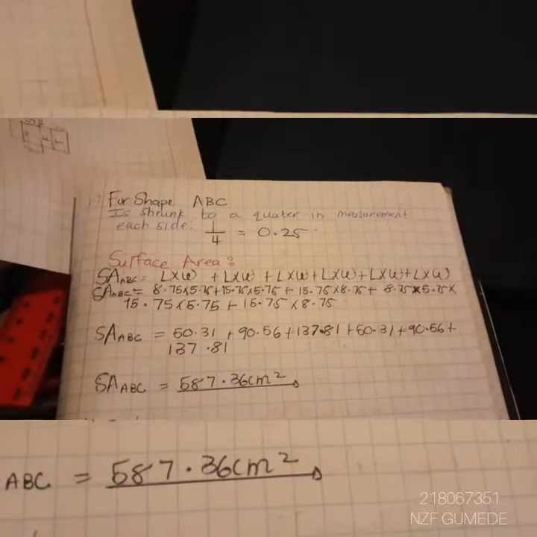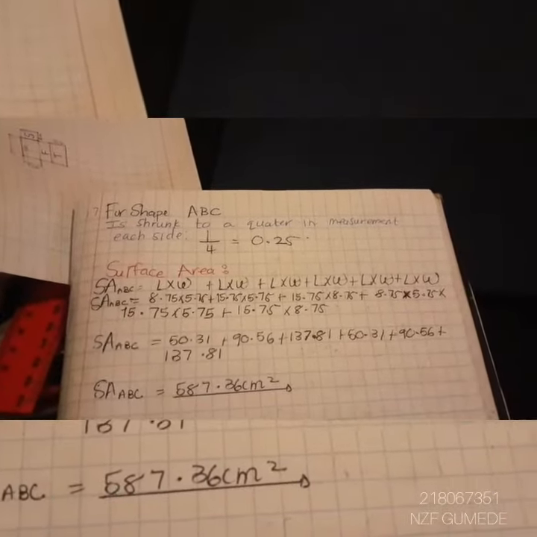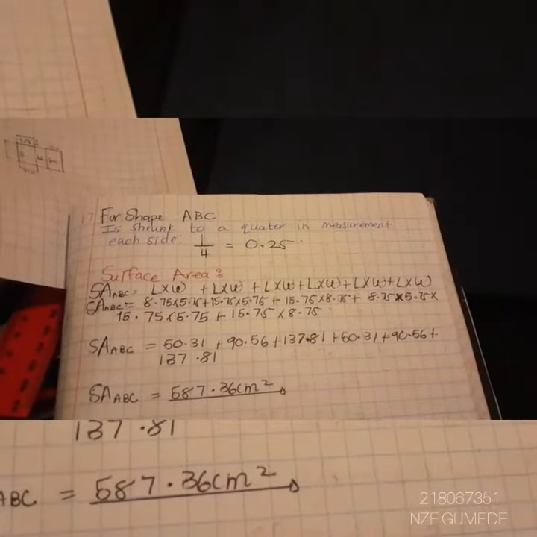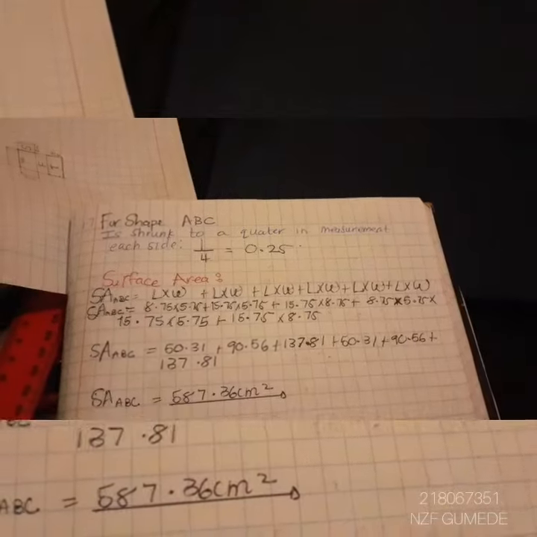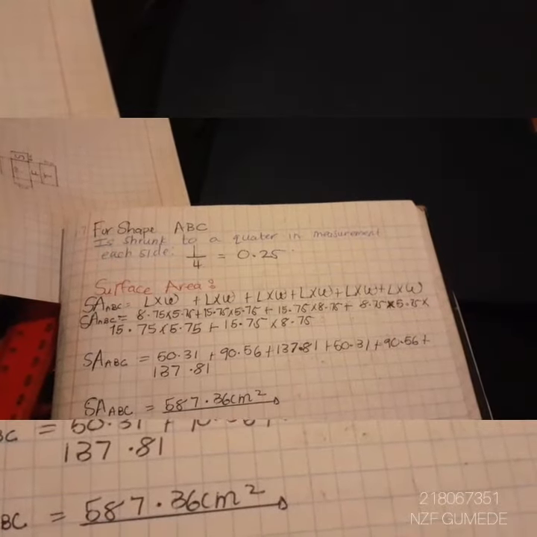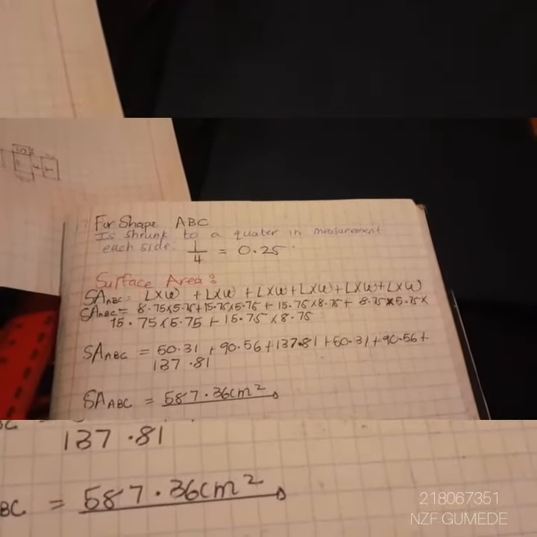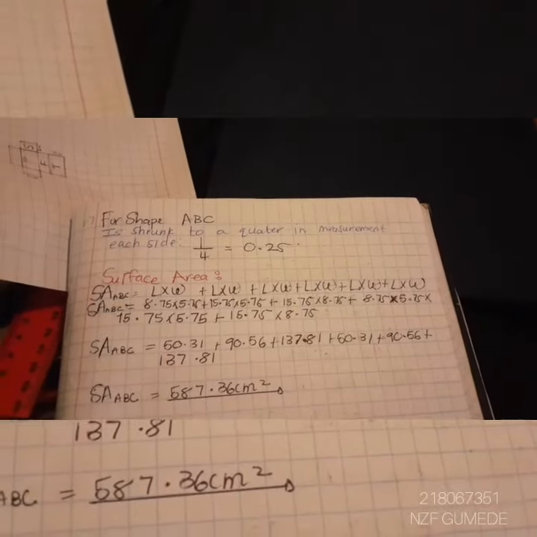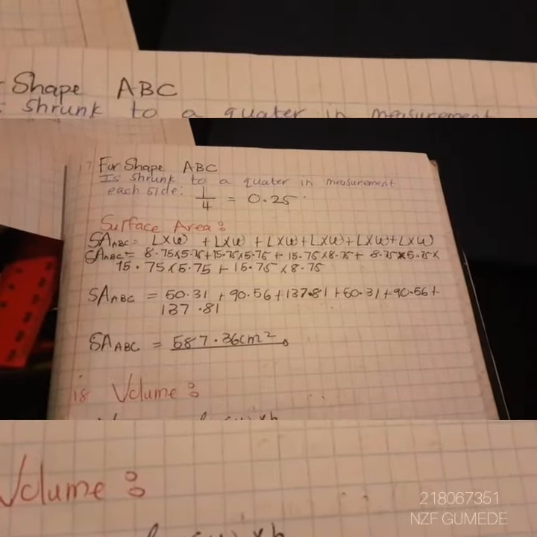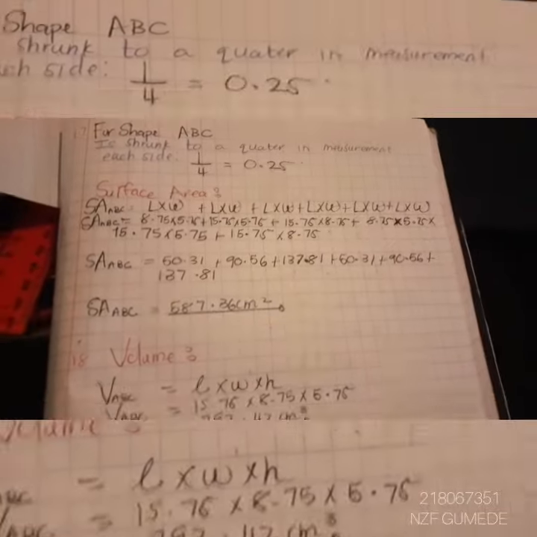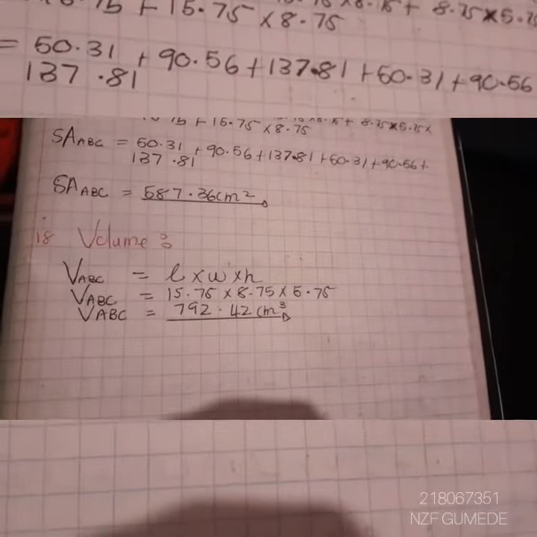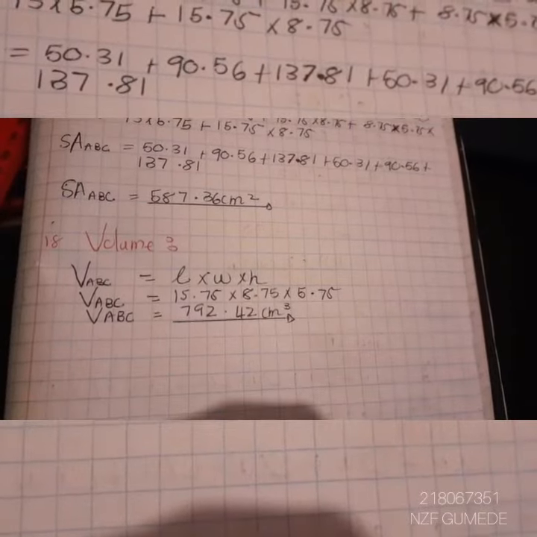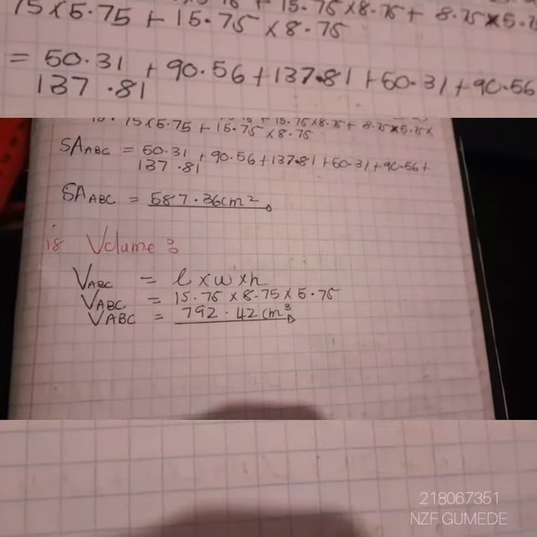For the shape ABC, I was told that ABC was shrunk to a quarter in measurement of each side of the shape SFT. So I subtracted a quarter, 0.25, from each side of SFT in order for me to get my measurements of shape ABC. The surface area formula that I used is SA equals length times width. The answer that I got is 587.36 centimeters squared. To get the volume of the same shape, I used volume equals length times width times height. Final answer is 796.42 centimeters cubed.